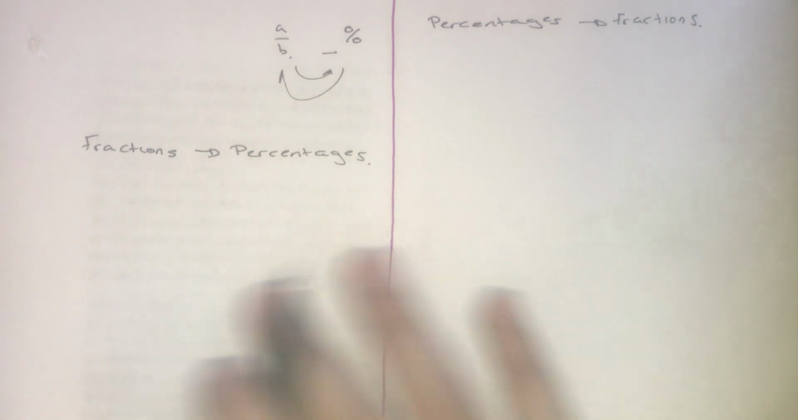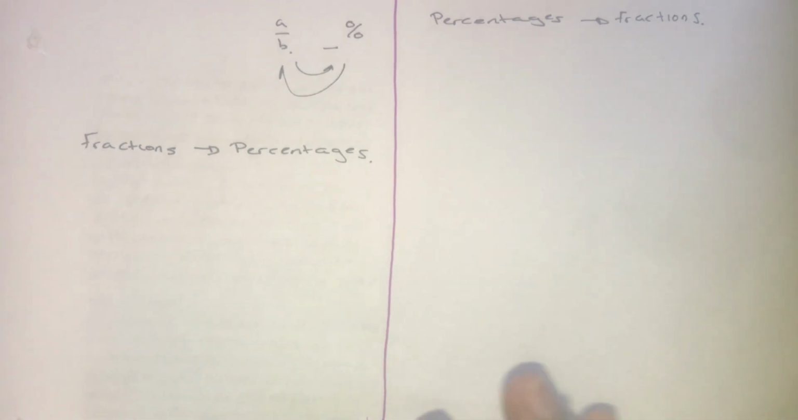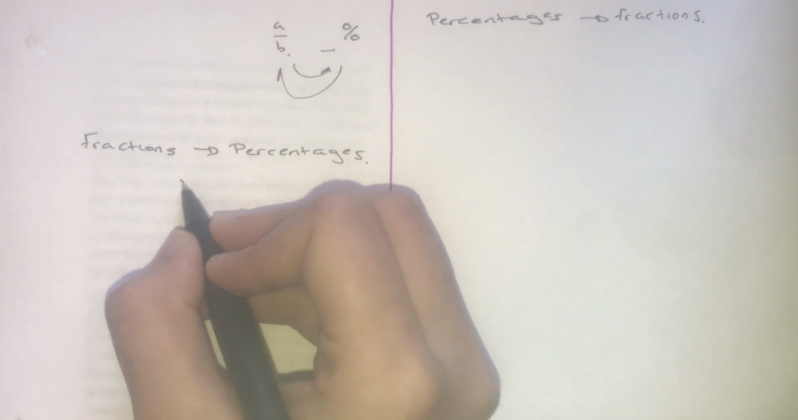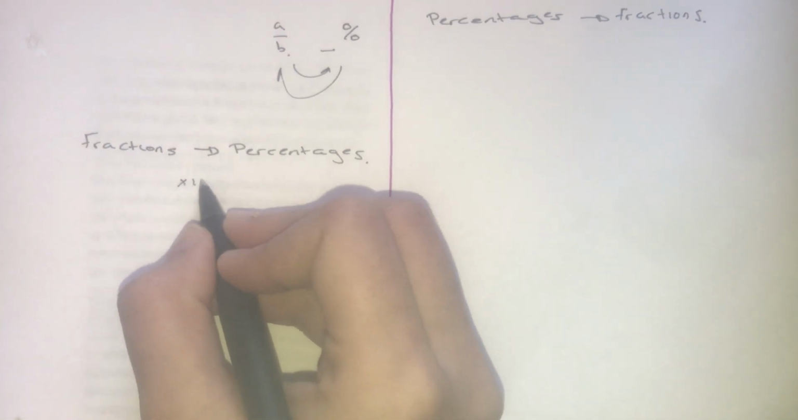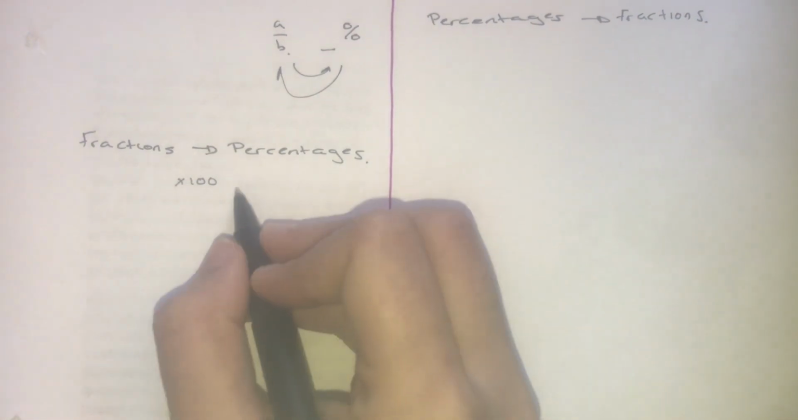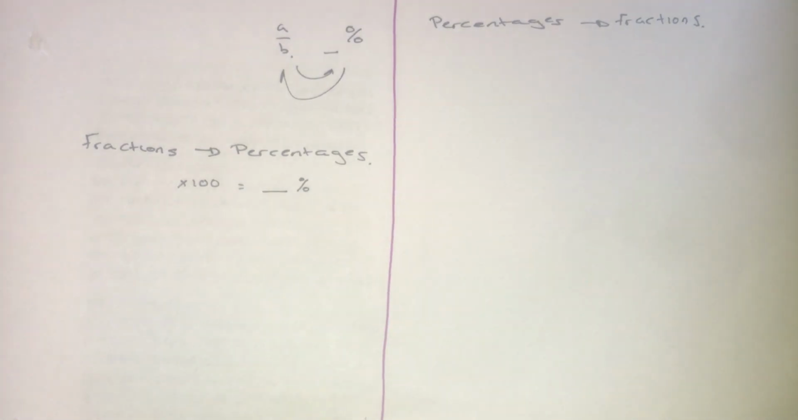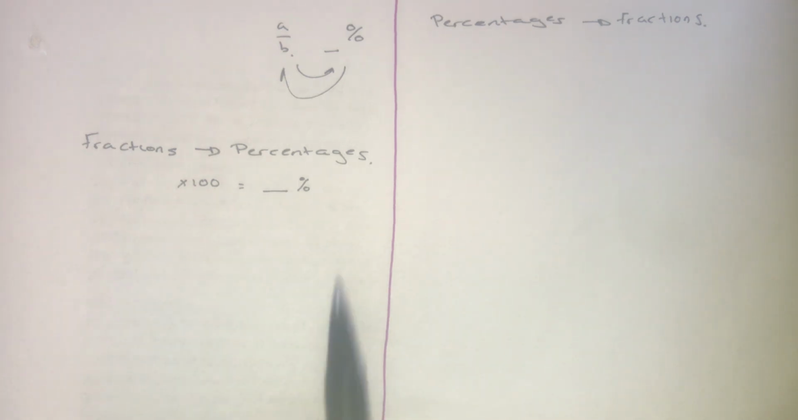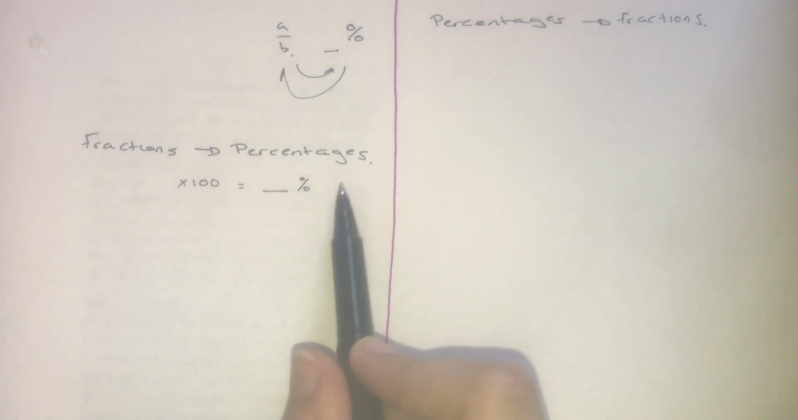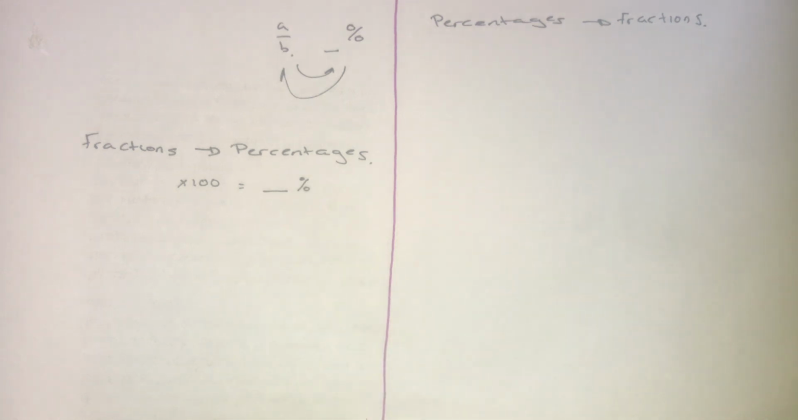To convert a fraction into a percentage, the step is really simple. The only thing you need to do is multiply the fraction by 100, and in your answer just put the percentage sign to show that it's a percentage. So that's the only thing you gotta do: you multiply by 100 and put the sign after the answer. Let's look at some examples.